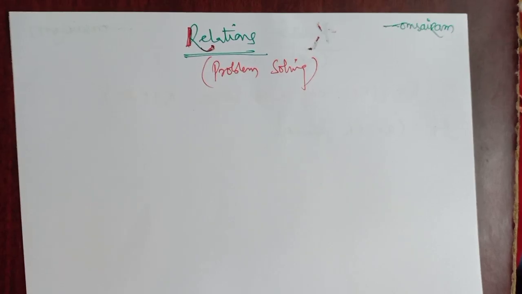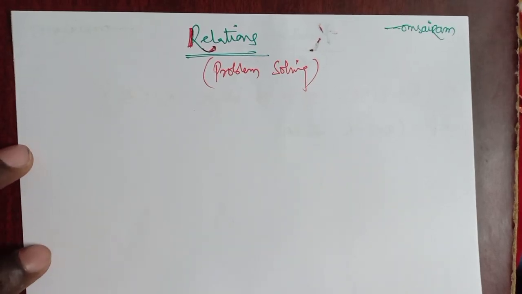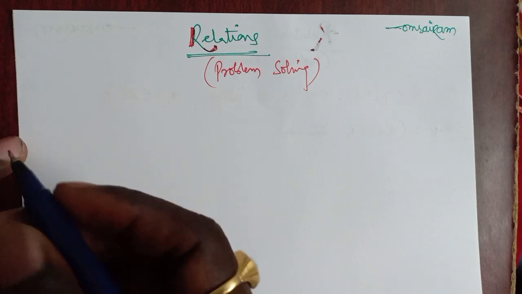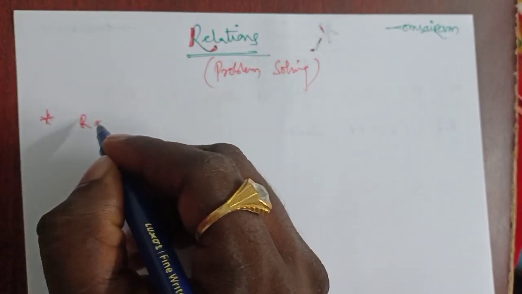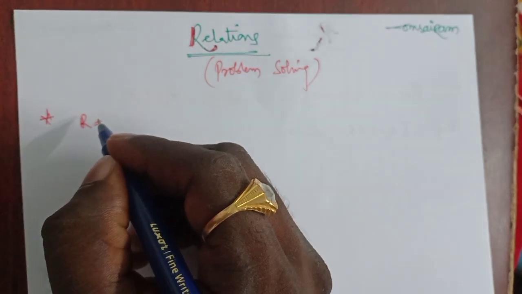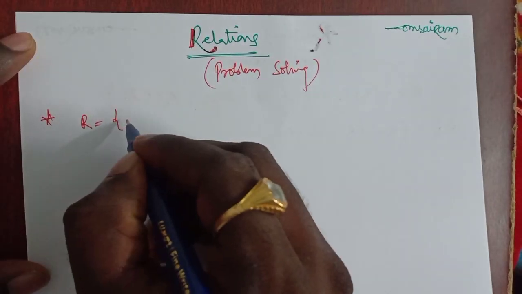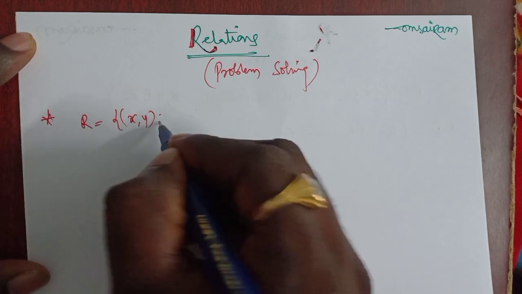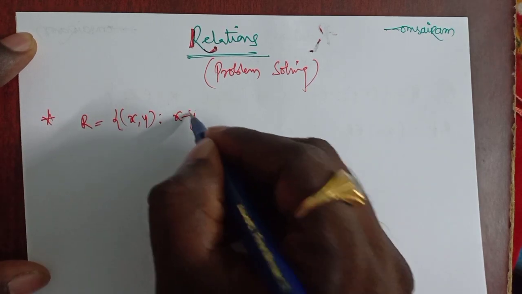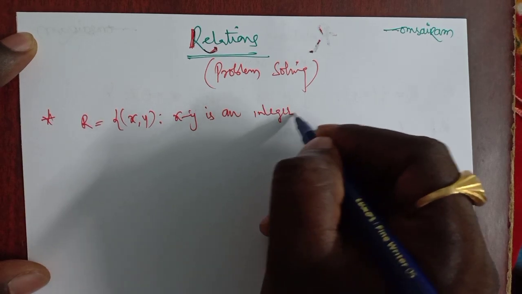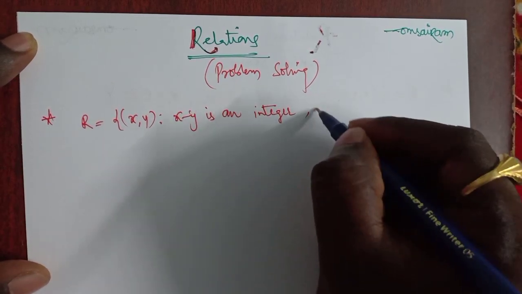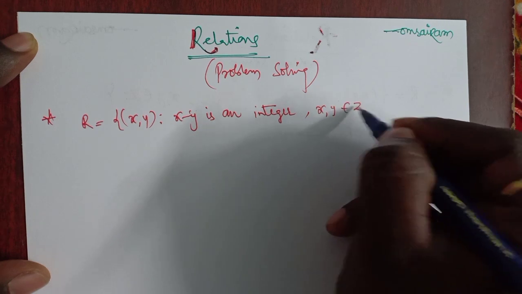Hi students, today our topic is relations, problem solving. Now the first one is R equals to {(x, y): x minus y is an integer}, and x, y belongs to Z.